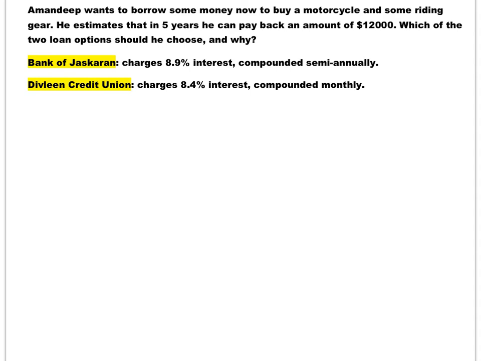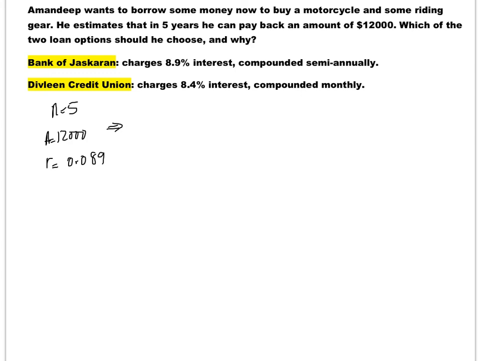Let's see the case of Bank of Jaskaran. We know that the amount, the future value, is $12,000 that he can pay in 5 years. So we know that N is 5 and the future value A is $12,000. Now, for the first one, Bank of Jaskaran, the interest rate is 8.9%, which is 0.089. But this is compounded semi-annually. So this means that our N has to be multiplied by 2 and our R has to be divided by 2.